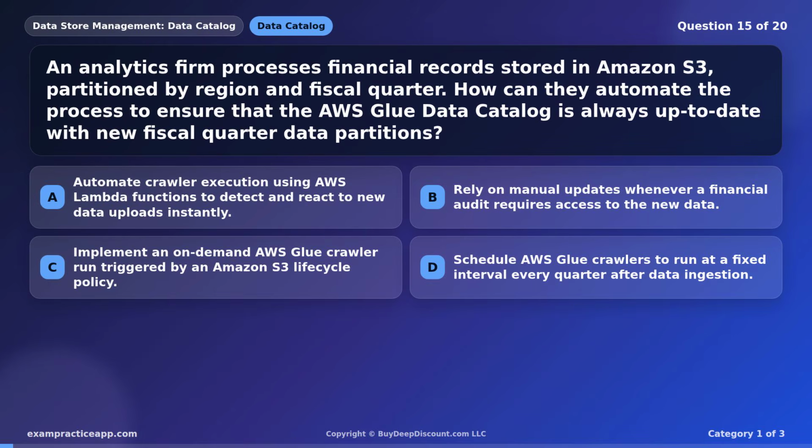Question 15. An analytics firm processes financial records stored in Amazon S3, partitioned by region and fiscal quarter. How can they automate the process to ensure that the AWS Glue data catalog is always up to date with new fiscal quarter data partitions?